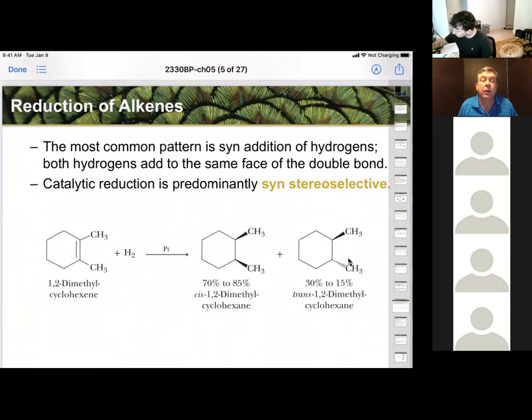Okay, so the most common pattern we have is the syn addition of hydrogen. It means both hydrogens add across the same side of the double bond. And most of these catalytic hydrogenations undergo that syn addition because you're interacting at the surface of the metal. So how do we know that it's adding that way? Well, that's why we're going back to the cyclohexane. The cyclohexane means it can't rotate around, so we actually can tell where the hydrogens are adding.